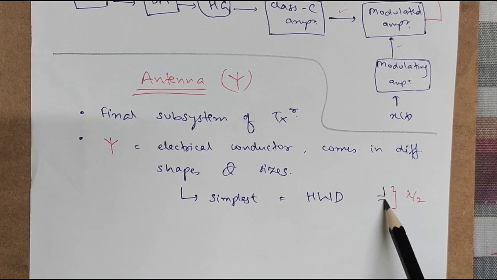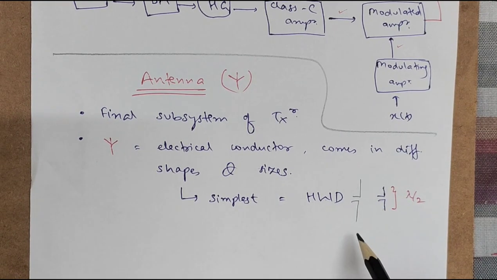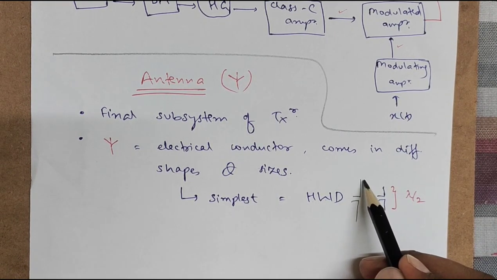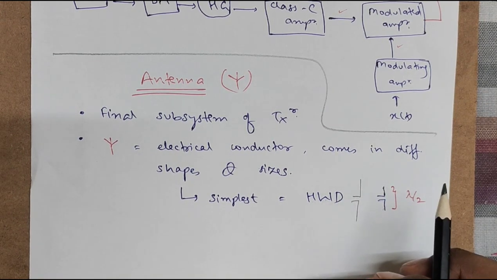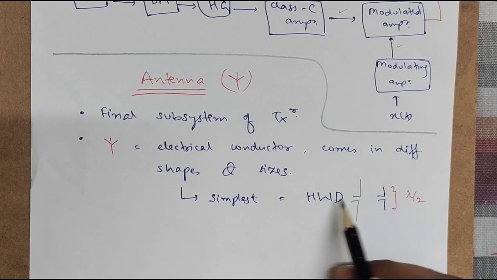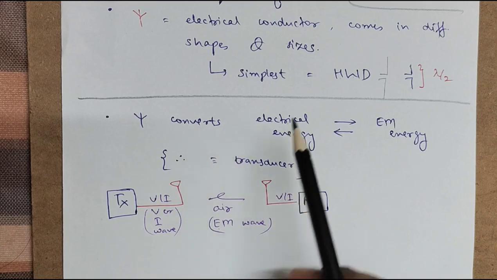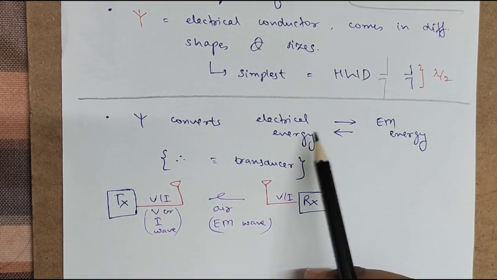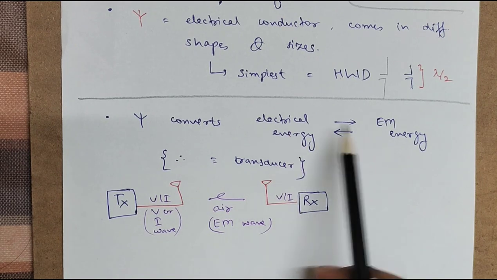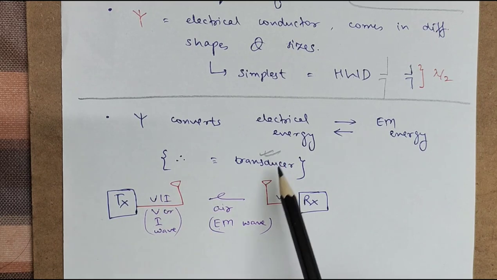And what is this thing? This thing is just a wire. So two wires taken in this shape behave like an antenna. That is the simplest antenna, a wire antenna, the half wave dipole antenna. This antenna converts electrical energy into electromagnetic energy and vice versa. So it converts energy from one form to another, and in that sense it is also called a transducer.